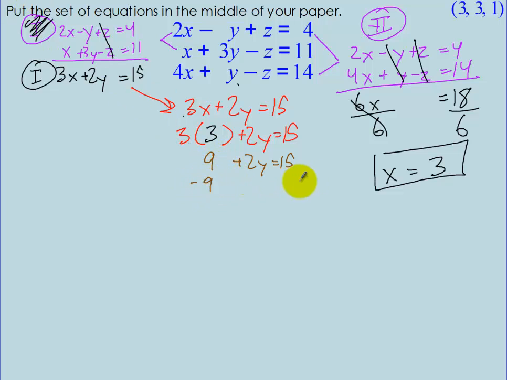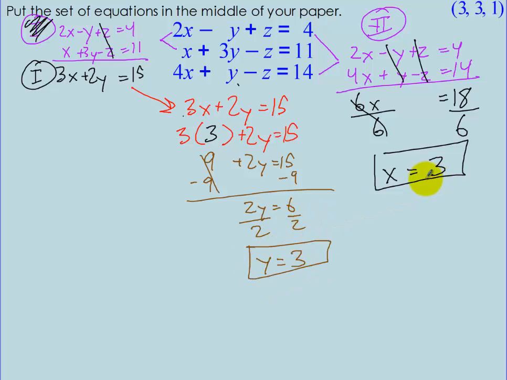So then I'm going to subtract 9 on both sides. And what I'll get is 2y equals 6. Then you divide by 2. And I'm going to get y equals 3. So there's x equals 3, y equals 3. Now I have to solve for z.